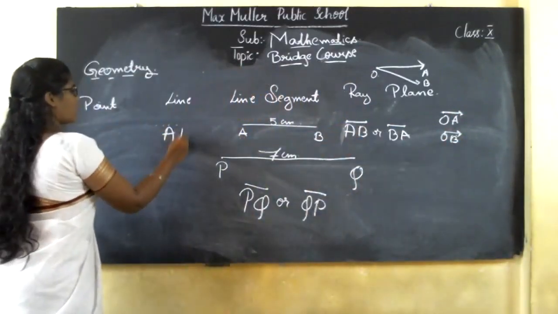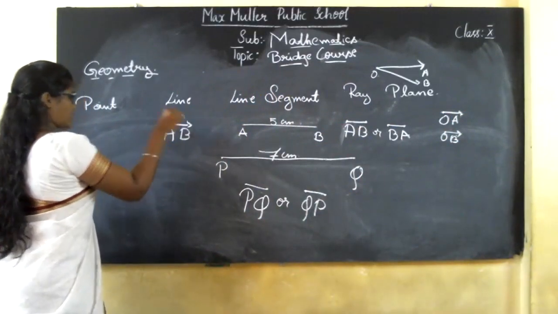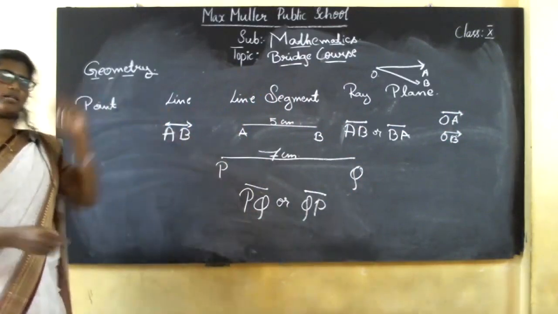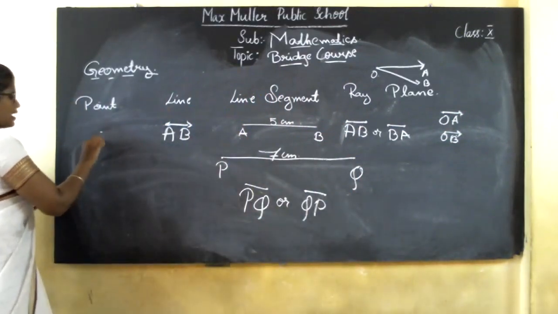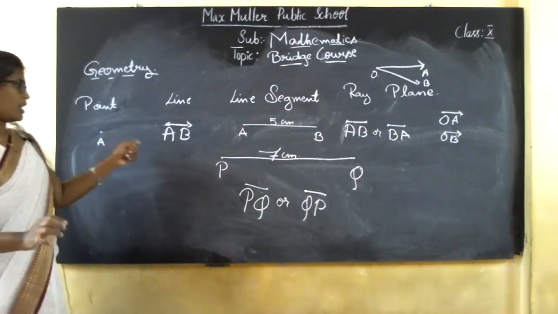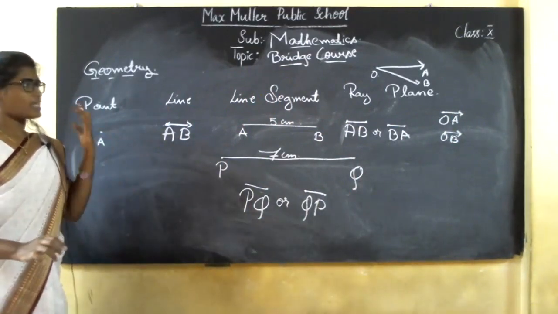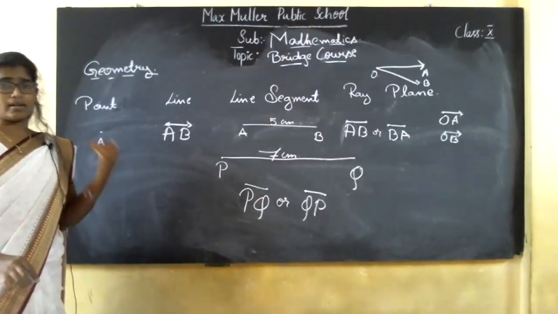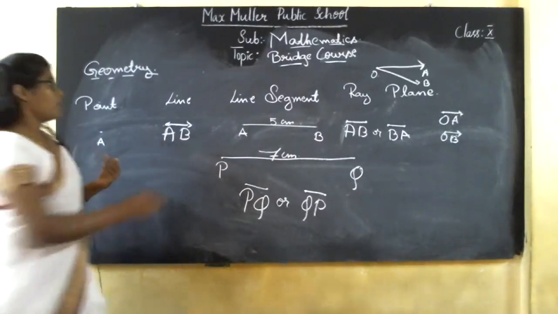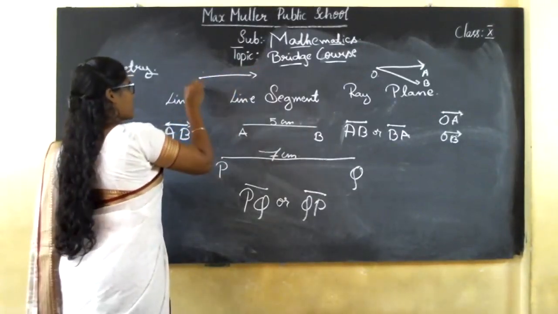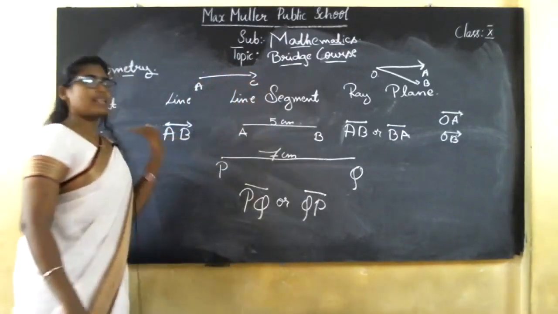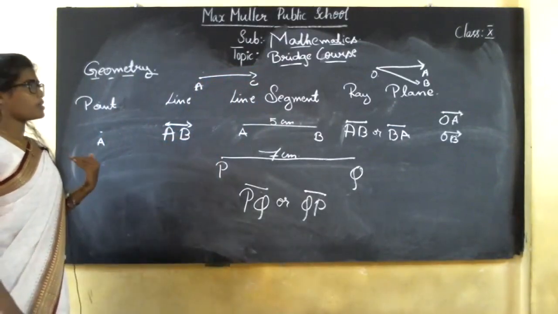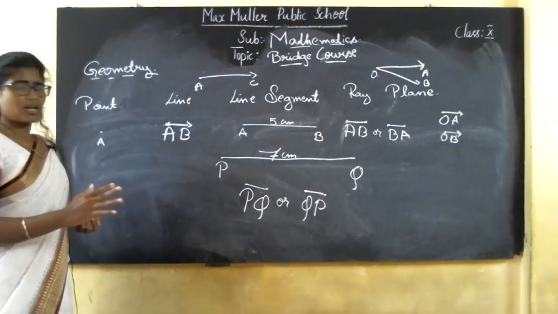Coming to the line, how are you going to represent it? Arrow marks on both ends. So A also you can extend, B also you can extend. Coming to point A, that is point A, point B. Line AB, line BA. Line segment AB, line segment BA. Then ray OB, ray OA. If the fixed point is A, and you have C, then it is ray AC. You cannot say it as CA, it is wrong. You are going to say it as AC. I think these basics are clear for you.